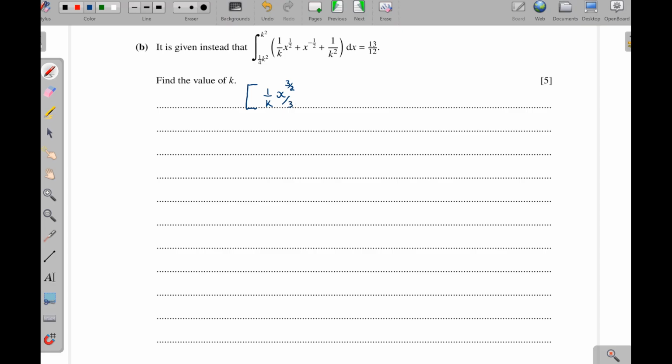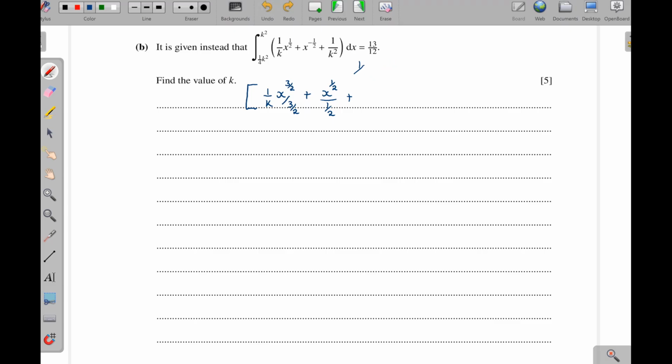Then you divide by that new power. Then plus, you have x here. When you increase its power by 1, you will get a half. Then divide by that new power. Then plus, here we have 1 over k squared. There is an x to the power of 0 that is silent. So you increase the power by 1, then you divide by that new power. Not so?